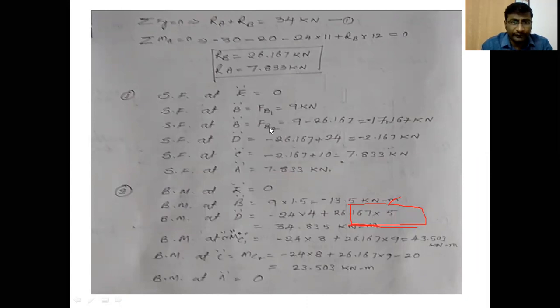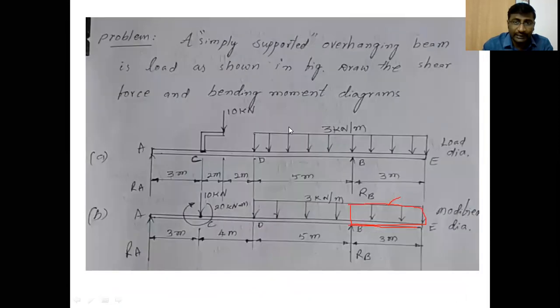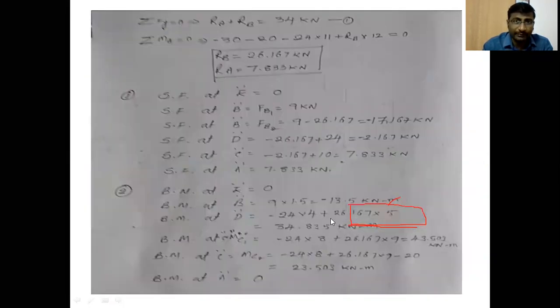Shear force at point B, FB2. That means after considering the RB value, suddenly the shear force changes at point B. So total 9 kilonewtons on the right side, which is downward direction, minus RB. RB is in upward direction. So 9 minus RB. RB value we just calculated, 26.167. Therefore 9 minus 26.167, we get minus 17.167 kilonewtons. That means shear force changes suddenly at point B from 9 kilonewtons to minus 17.167 kilonewtons.